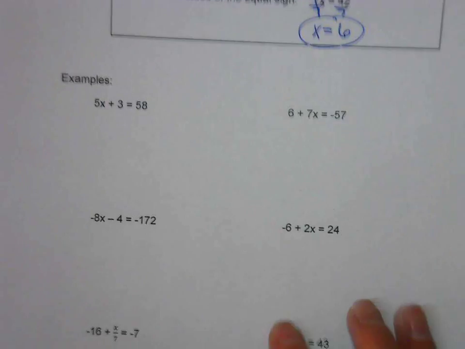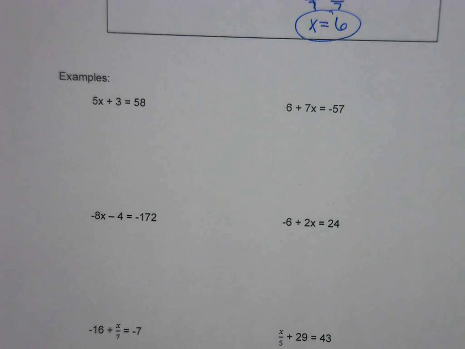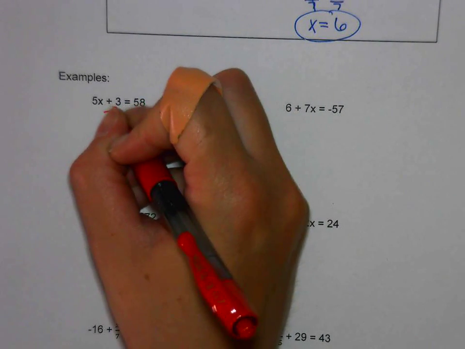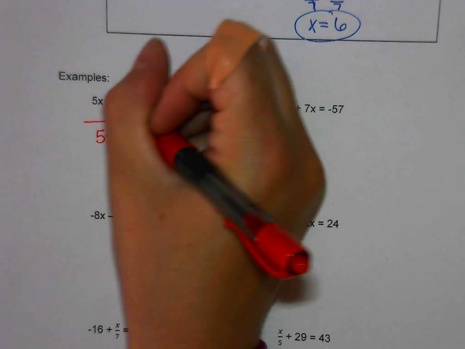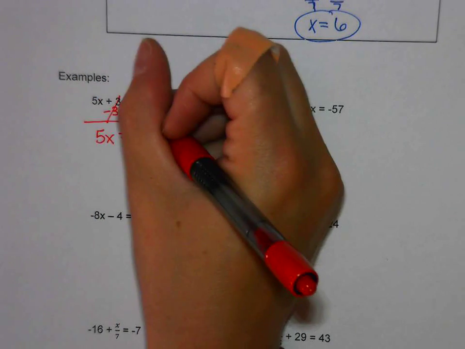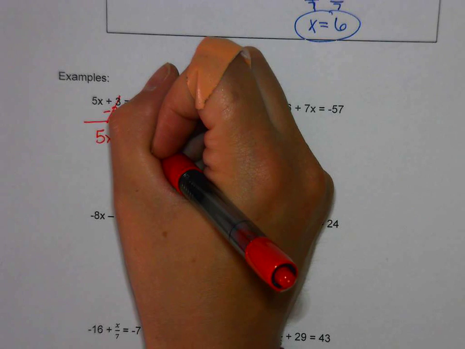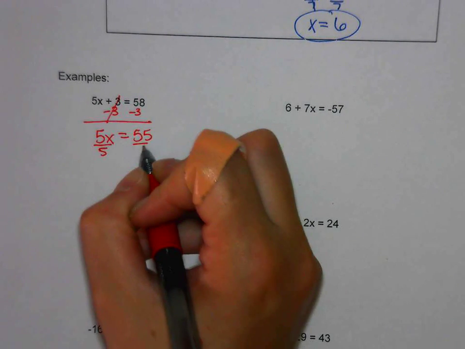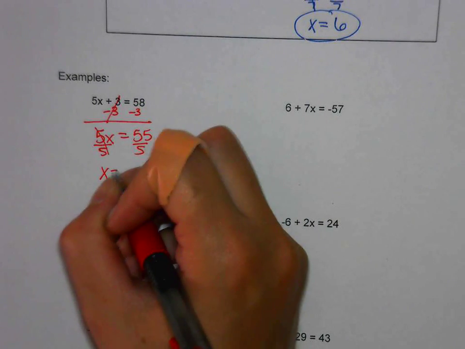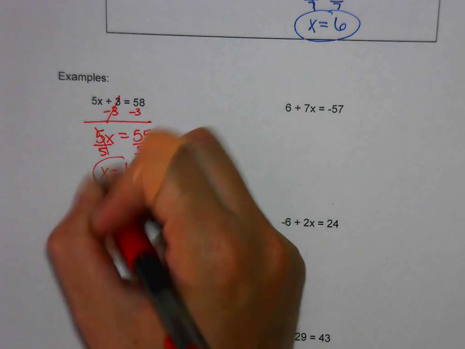So let's look at some examples. Here we're adding 3, so we want to subtract 3 to both sides. So 5x, 3 minus 3 is 0, they cancel out. 58 minus 3 is 55. Then we divide both sides by 5. 55 divided by 5 is 11.